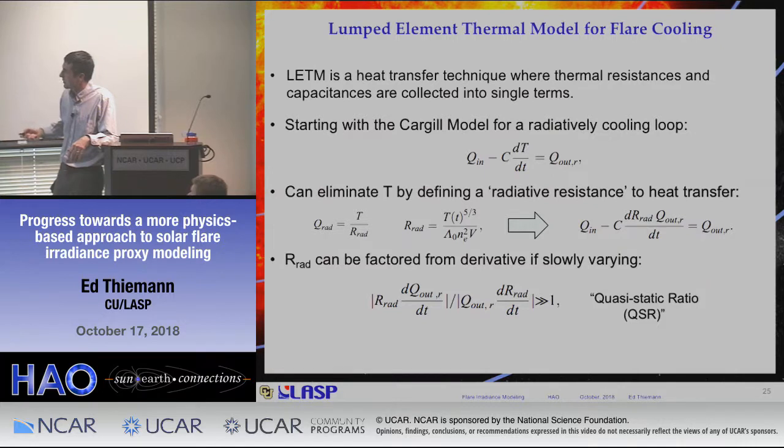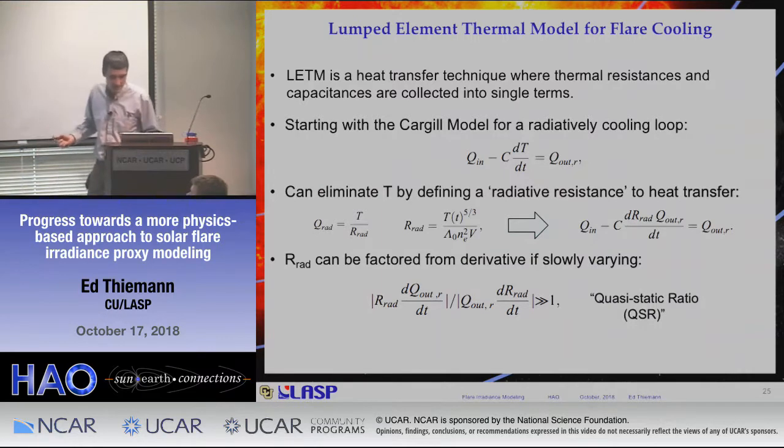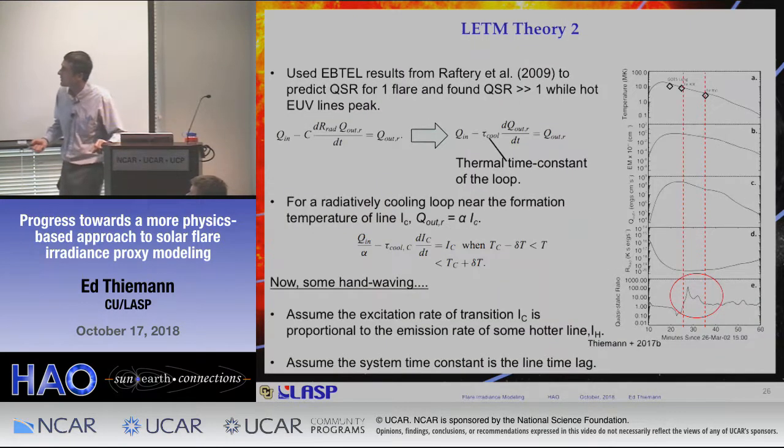And so we can define a quasi-static ratio. And when this is much larger than 1, it means that the radiative resistance term is varying slowly relative to the cooling term, and we can factor it out of the derivative. And so we tested this for one flare. Raftery and others looked at a canonical flare, I think it was a canonical C4 flare, that they looked at with EBTEL.